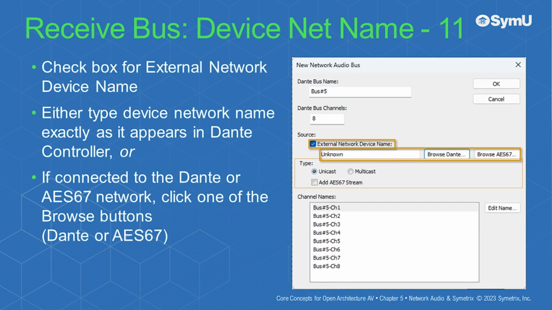Next, check the box for external network device name. Then either type the device network name exactly as it appears in Dante Controller, or if you are connected to the Dante or AES67 network with Composer, you can click one of the Browse buttons.